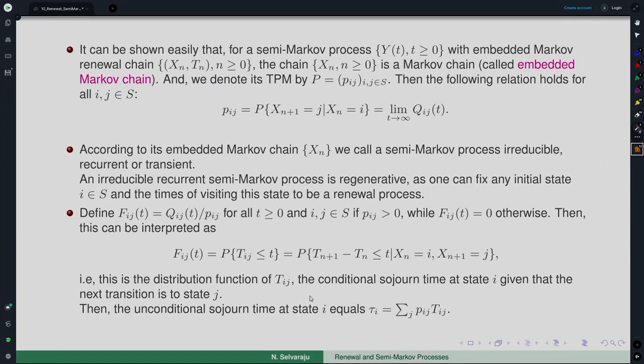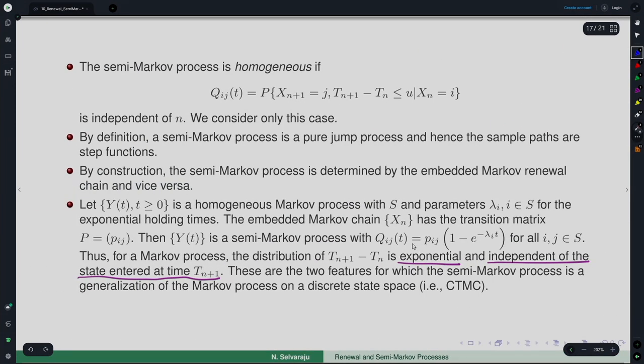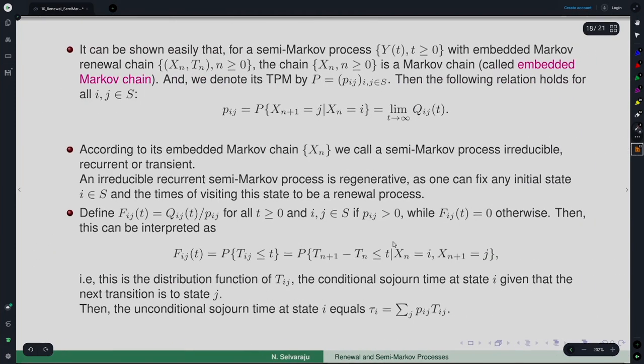It can be easily shown that for the semi-Markov process Yt with embedded Markov chain this quantity Xn, Tn. So, this chain, if I look at this Xn alone, which is a Markov chain, this is what is called the embedded Markov chain, which we have already talked about when we talked about the Markov process itself. And its TPM, if I denote it by P, then this relationship holds. As you can see from here, as t tends to infinity, the limit is your Pij(t), which is nothing but this case.